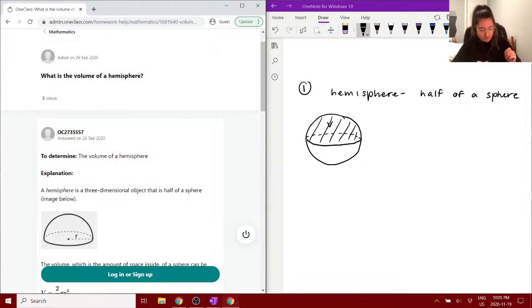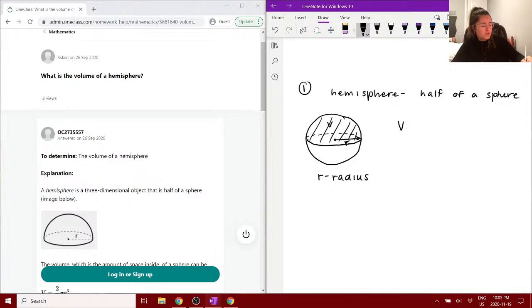On the left here, we have a little diagram of what the hemisphere looks like, right? This hemisphere will have a radius of r, which would be the same radius as the sphere has. So r is the radius, and that will be given.